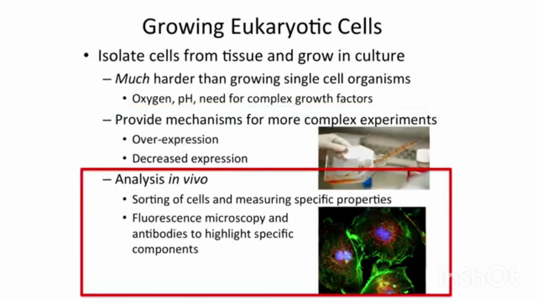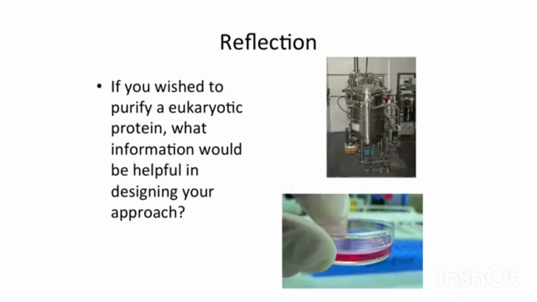And it's possible also with eukaryotic cells to do some analysis in vivo. We'll talk later about cell sorting methods where you can measure the specific properties of the cell and using fluorescence microscopy and antibodies to highlight specific components, and we're going to talk some more about that later. So if you were planning to purify a eukaryotic protein, what information would be helpful in designing exactly how you were going to go about it?